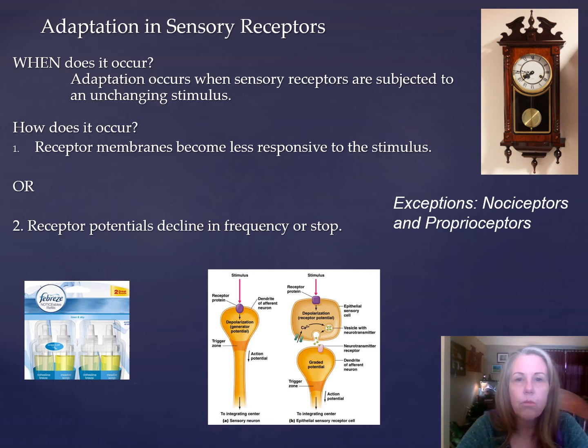There are 2 ways in which it does occur. The first way is that receptor membranes become less responsive to the stimulus. Remember, this has to be an unchanging stimulus. I pulled up the picture that I had on the last slide, so take a look down there. You recognize that one, and look at the left side of that picture.